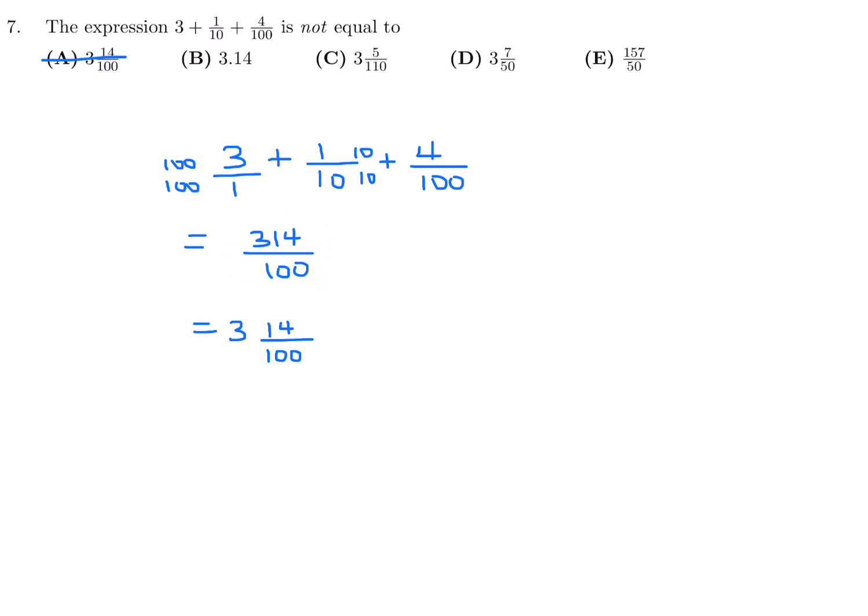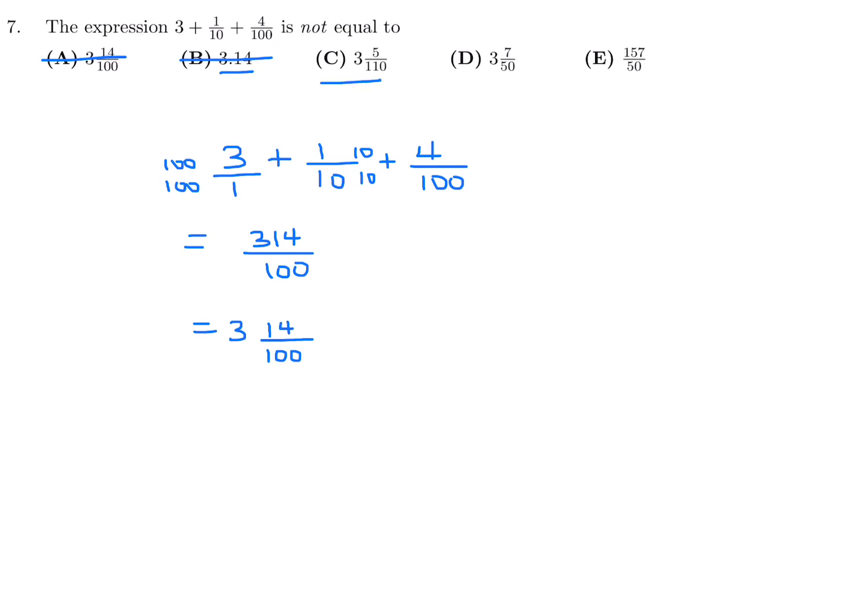314 over 100 in decimal format is 3.14. So that is equal, so that's not the answer. 5 over 110? Well, that doesn't look anything like this. So that's probably the right answer. But let's just go through the other ones.